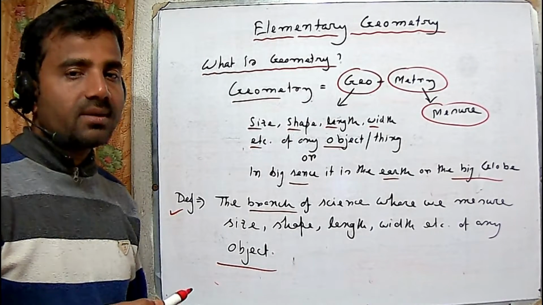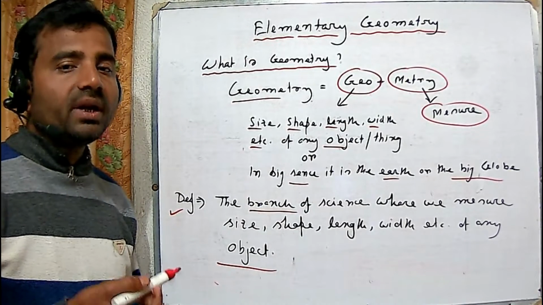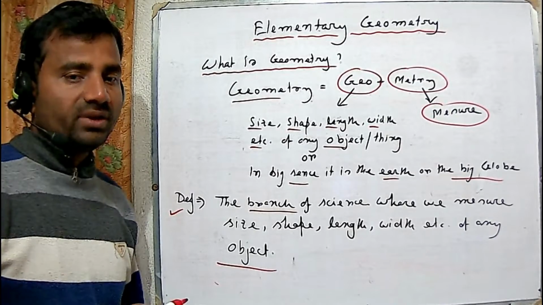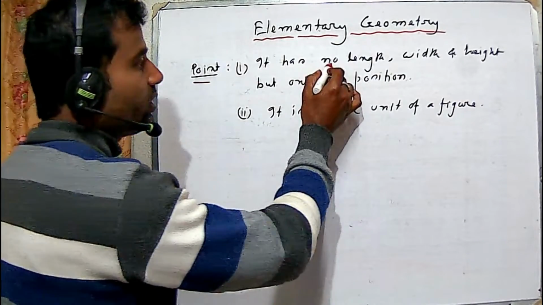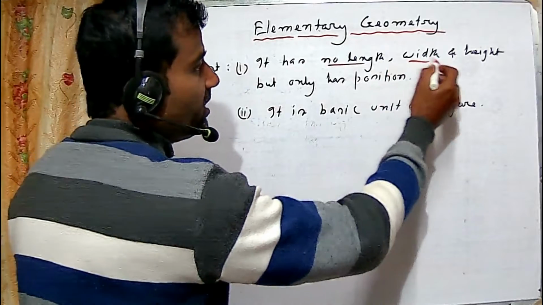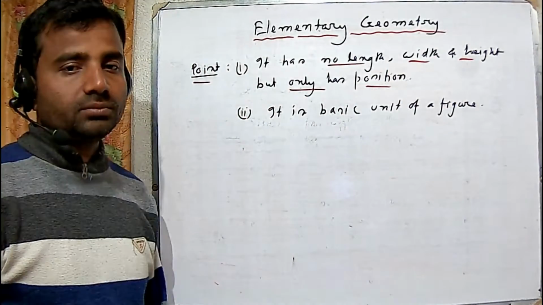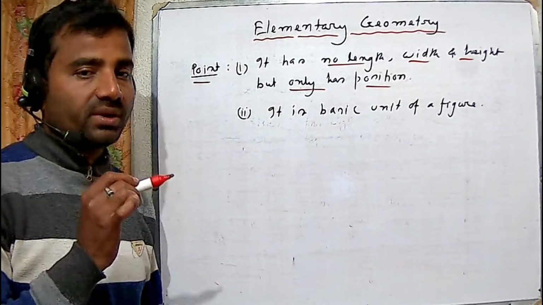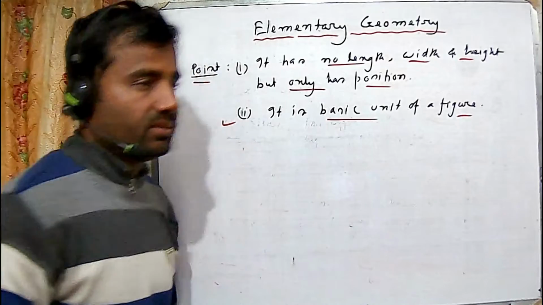Next we discuss different terminologies, different elementary terms and their definitions. First we discuss point. A point has no length, width and height, but only has position. Second definition: it is the basic unit of a figure.